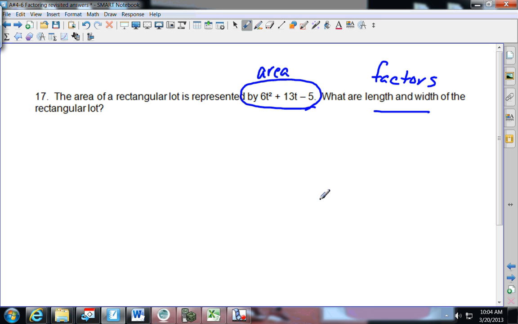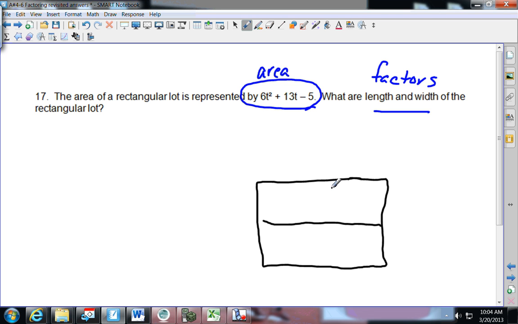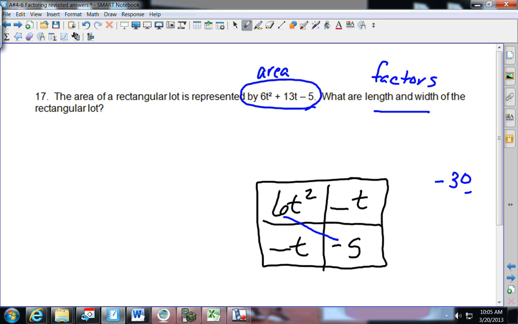So I'm going to go here first, and I'm going to draw my box. First thing I look at, is there a GCF to pull out of this? Does 6 go into 13? No. 2 and 3, I can't see anything. You can double check and make sure, but there's no GCF in this. So I'm going to put 6t squared and negative 5. Something t, something t. Multiply 6 times negative 5 and get negative 30. I need the factors of negative 30 that give me positive 13.